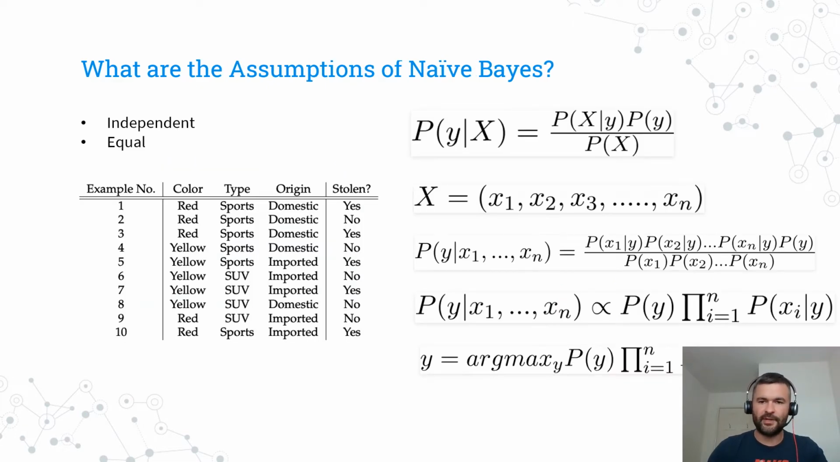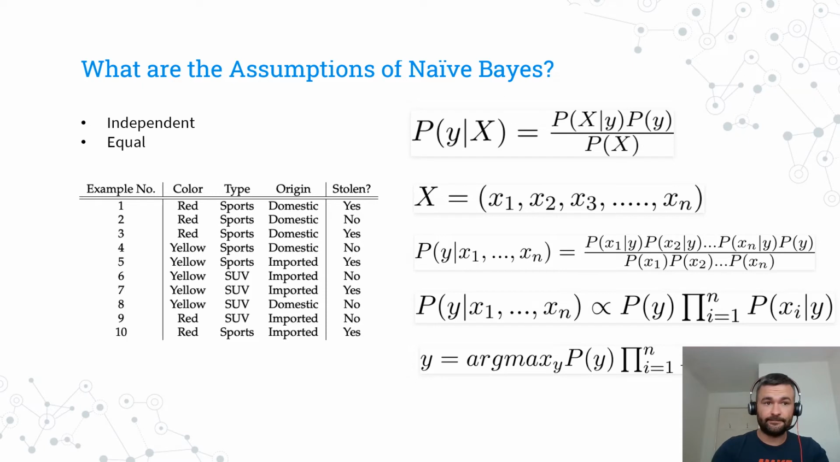So let's talk about the naive Bayes then. What are the assumptions of a naive Bayes? Now, the core premise of a naive Bayes is that each characteristic contributes equally and independently to the target result. So to gain a better understanding, let's use a small example.